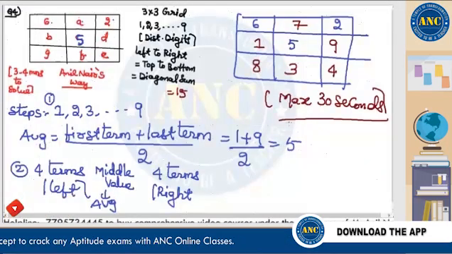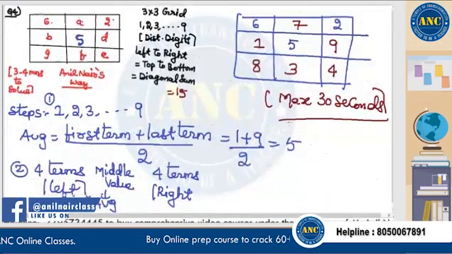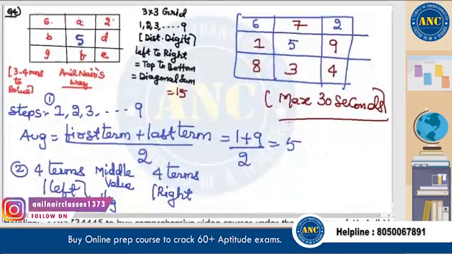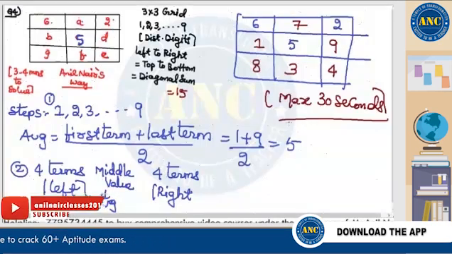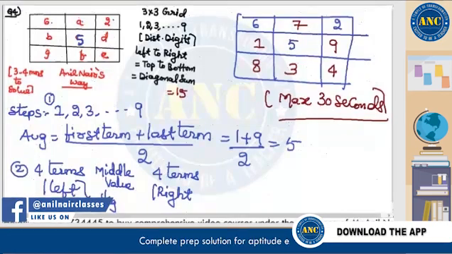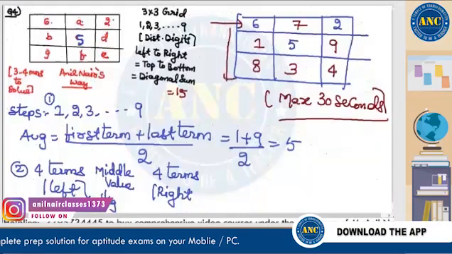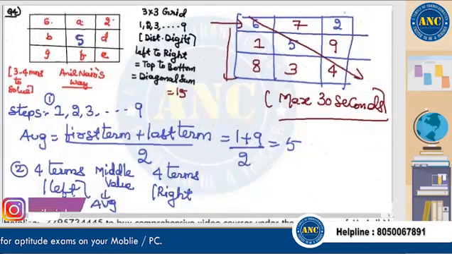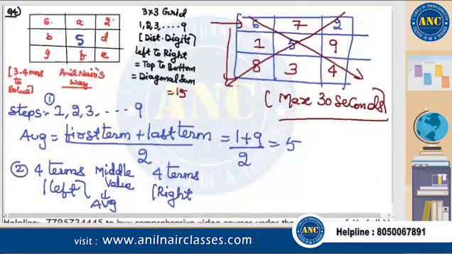There is a 3 into 3 grid given. Leftmost square grid value is 6. First row rightmost is 2. There are 9 digits which I need to use, 1, 2, 3 till 9. Left to right, that means this sum, or this sum, or this sum. Left to right, right to left, top to bottom, everything should be the same. Again I am repeating.